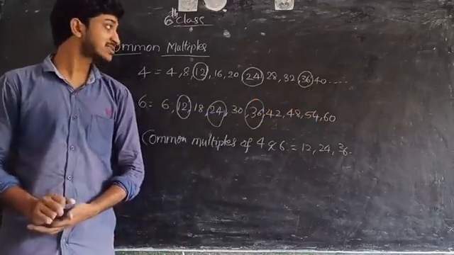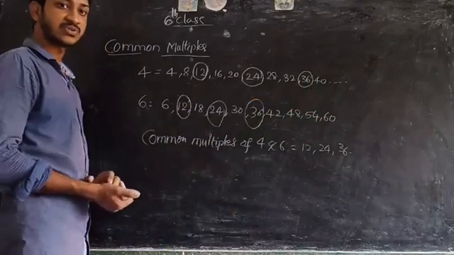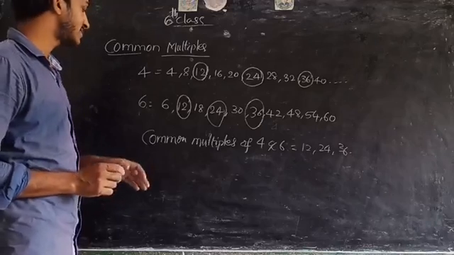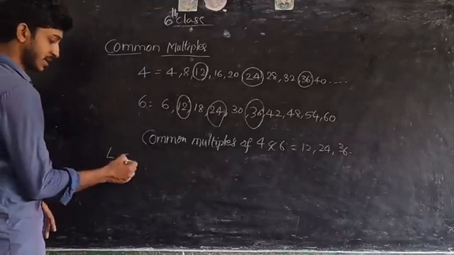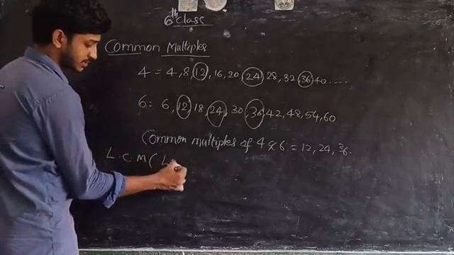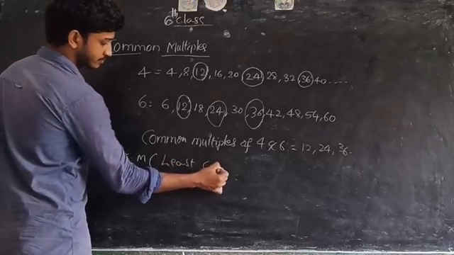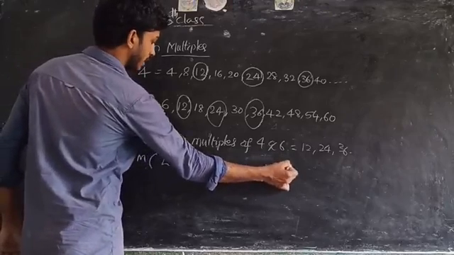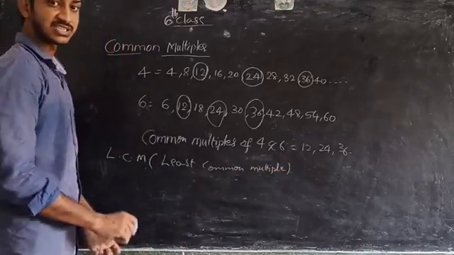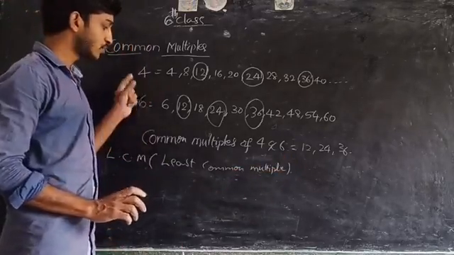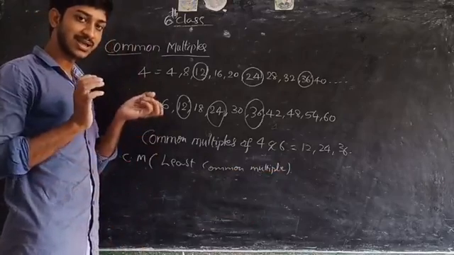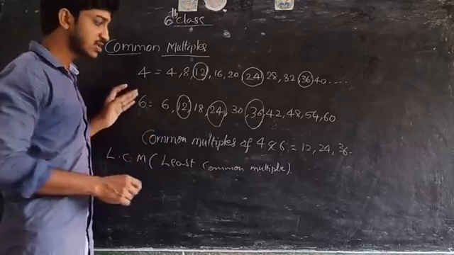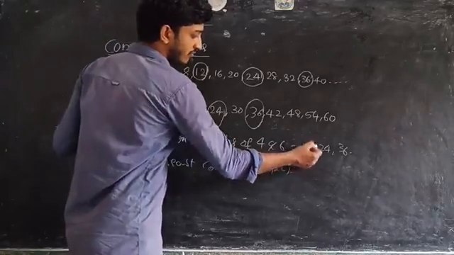Okay, children. From these common multiples, we have the least common multiple, that means LCM. We have to find the LCM for the given numbers. LCM means least common multiple. Least common multiple means the smallest common multiple of the given two numbers. What is the smallest common multiple of these two numbers?